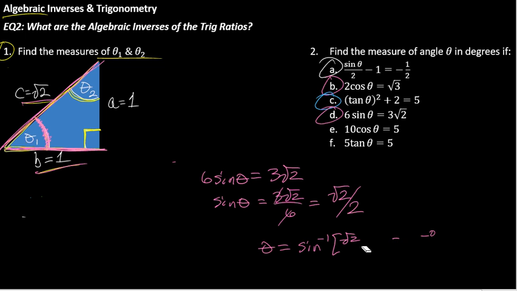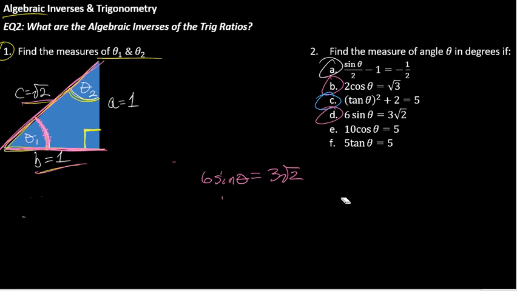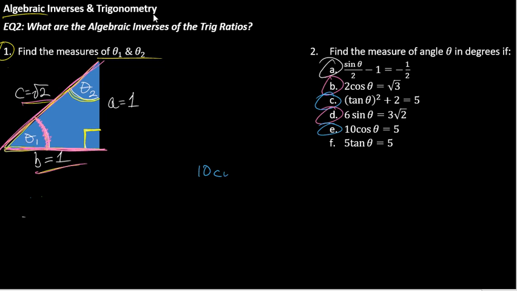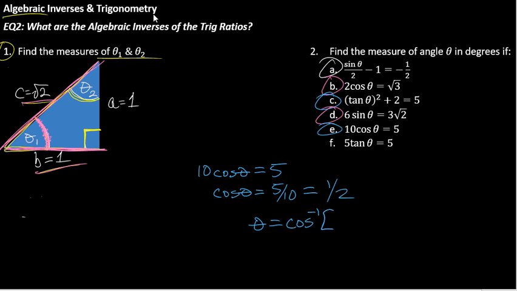All right, let's do another one. So I've got 10 cosine theta equals 5. Divide by 10 on both sides. That would reduce down to 1/2. Take the arc cosine of both sides. And that just means that theta must be 60 degrees. Okay, one more example.